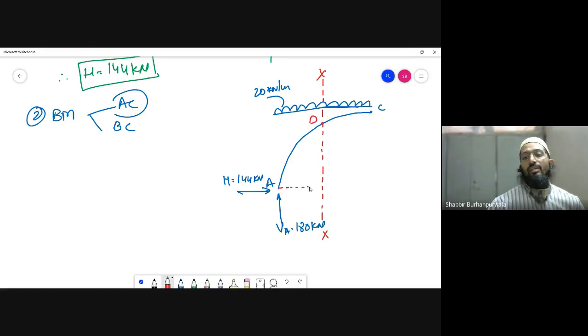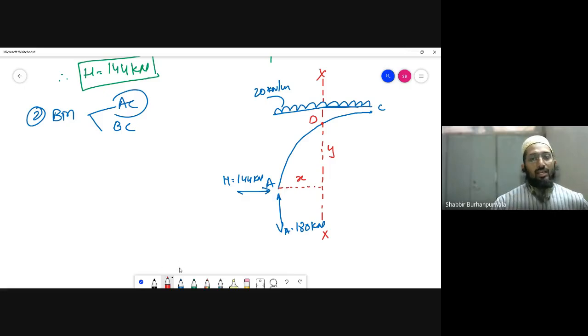So what will be its parameters? Its distance will be x from here, and its distance will be y from here. Vertical distance will be y, horizontal distance from the support is going to be x. And this D is the point where maximum bending moment along AC is going to act. We have assumed that the maximum bending moment within AC acts at this point D; we don't know yet, we will determine that. And we have already solved problems related to this, so it's not a big deal.